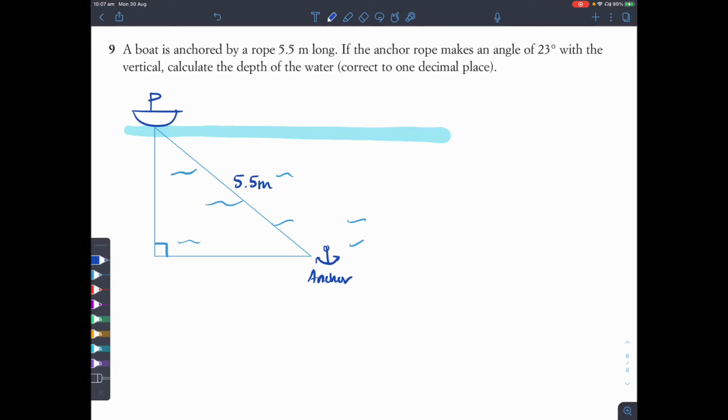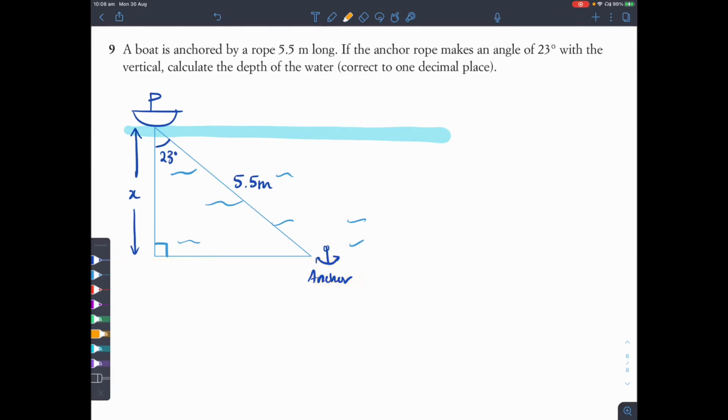So that rope makes 23 degrees with the vertical, which means it's right here, since this is the vertical. So our angle here would be 23 degrees. Whereas this angle is called the angle with the horizontal. So we want to calculate the depth of the water. So the depth of the water is basically this distance here, which we'll call x. That's how deep the water is, since this is where the bottom of the sea is.